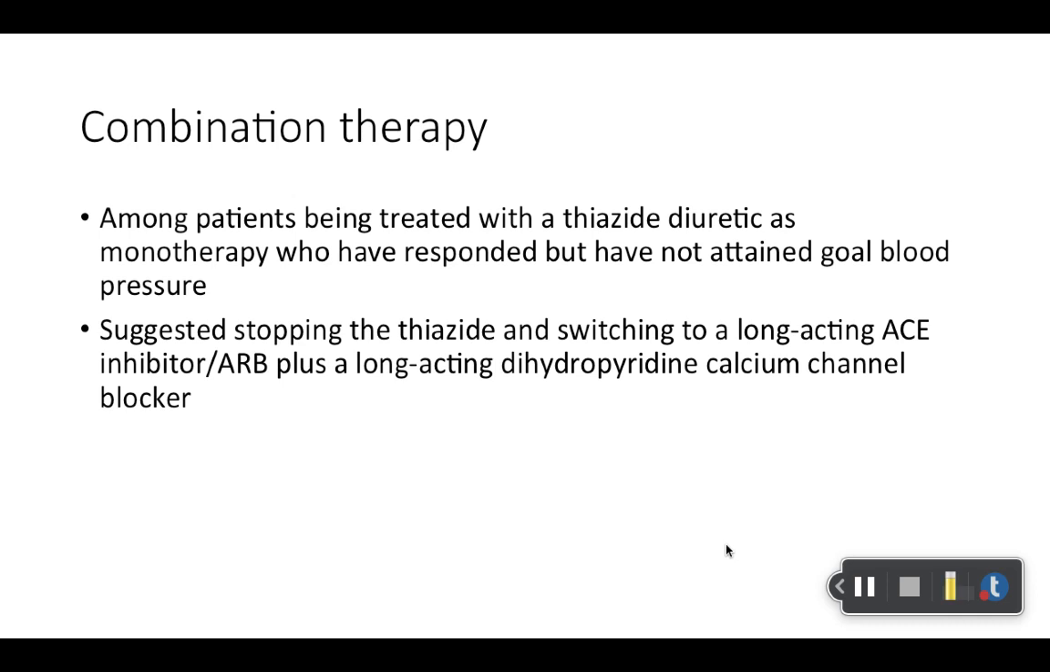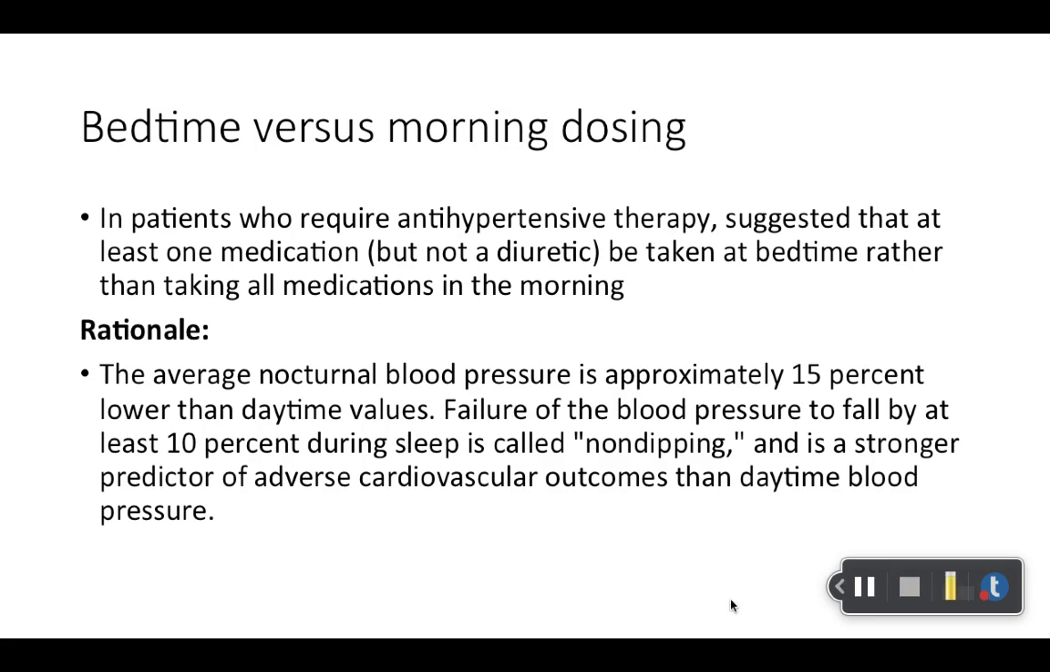So this is interesting too. The guidelines recommend that if there is a patient being treated with a thiazide diuretic, and they have not attained their goals, so it's ineffective for them, there is a recommendation to go ahead and discontinue that completely and start them on an ACE or an ARB plus a calcium channel blocker. And again, because of that ACCOMPLISH trial, there's been a lot of evidence and a lot of positive results from that combination. And they're actually superior to maybe the thiazides plus ACEs and ARBs.